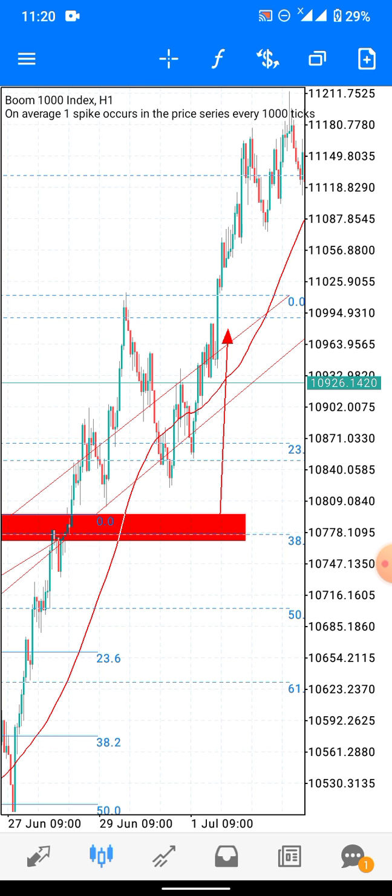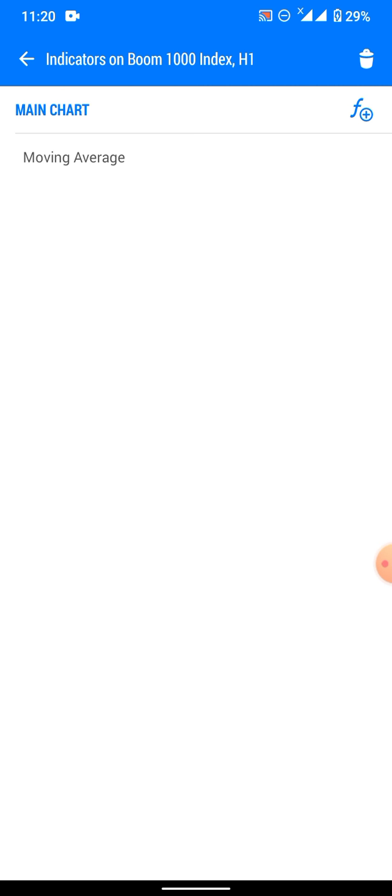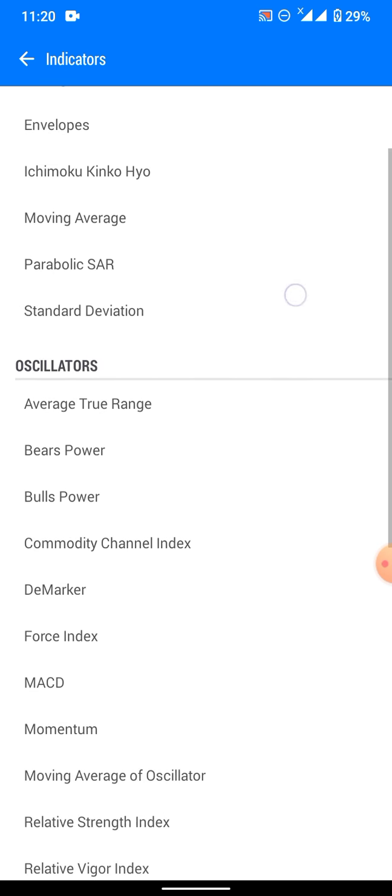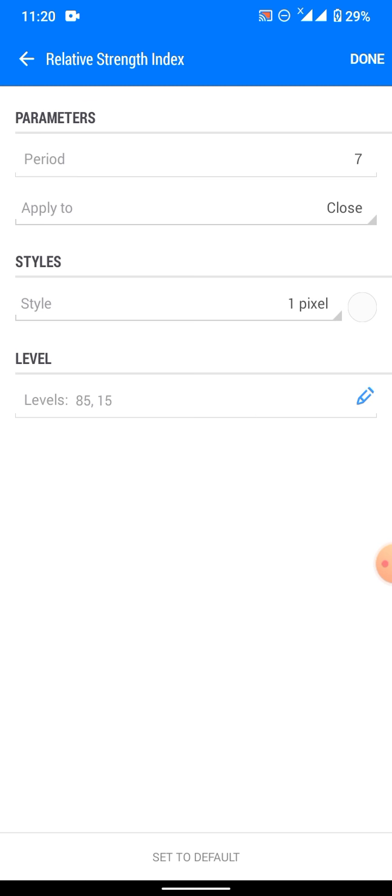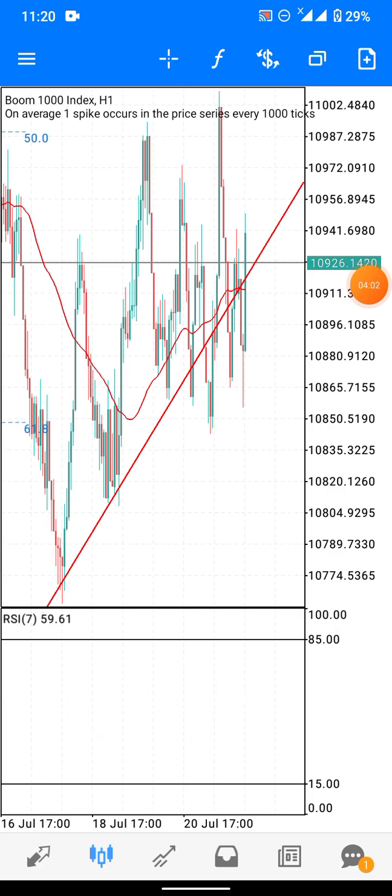So let's add our indicators. First of all, we're going to add the RSI, Relative Strength Index. Period 7, apply to close, 1 pixel. We're going to change the color to our background color, because we don't need the RSI itself, we actually need the levels. So level 85, level 15, 2 pixel black, then you press done. So you have this in the window.